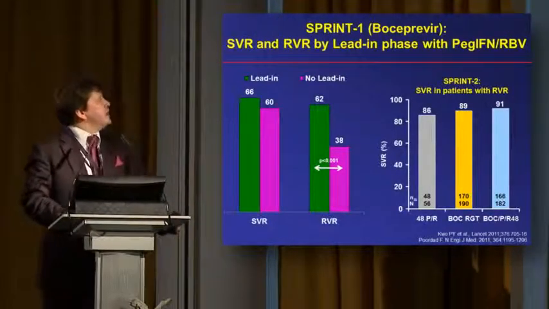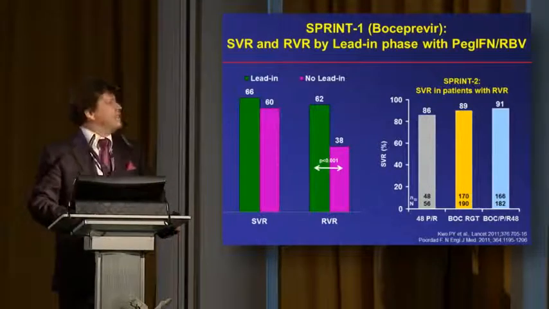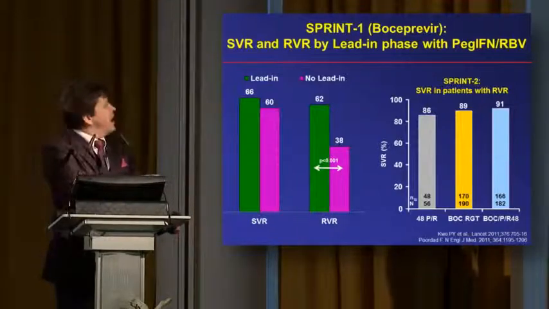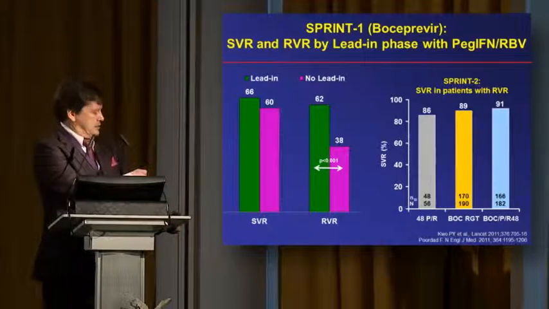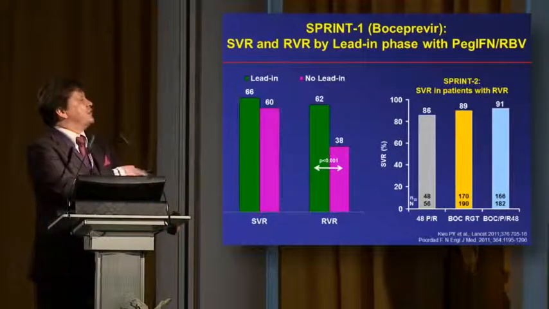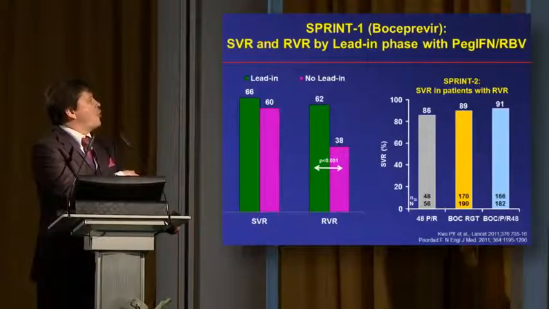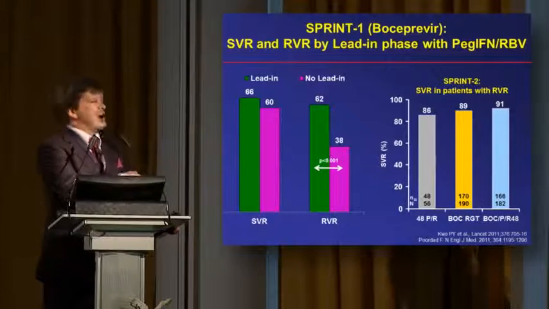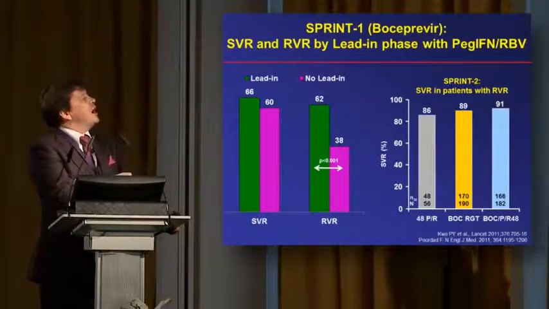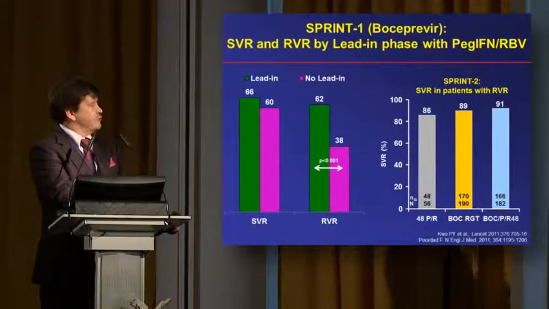Furthermore, in the SPRINT-1 study, patients who had a lead-in phase had significantly higher IVR rates than patients without a lead-in phase. However, there were no significant differences in SVR by lead-in phase. In the next study, SPRINT-2, higher SVR was seen in all patients with IVR.